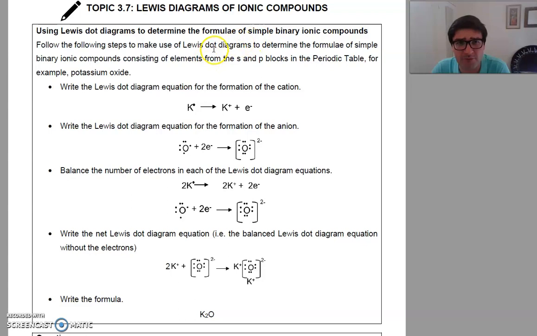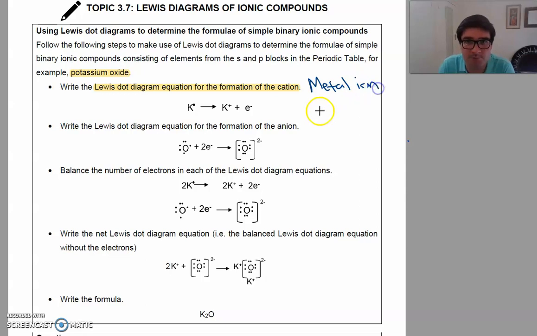If we look at the example we have here, we're going to look at how we can use Lewis dot diagrams to represent the formula of potassium oxide. We're first going to start with the Lewis dot diagram equation for the formation of the cation, the positive ion. So the metal ion, we will be considering that one first. Let's just correct that spelling over there. It's not a metal lion, it's a metal ion. So this is the metal ion.